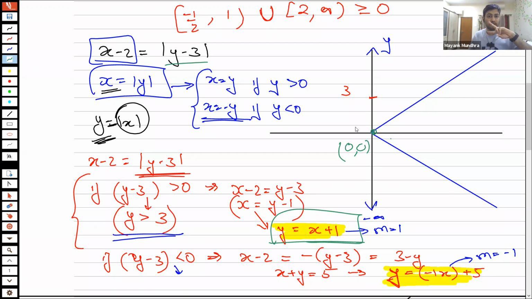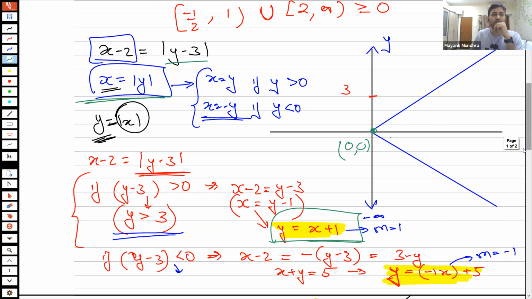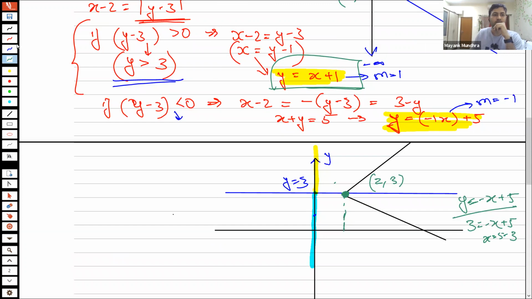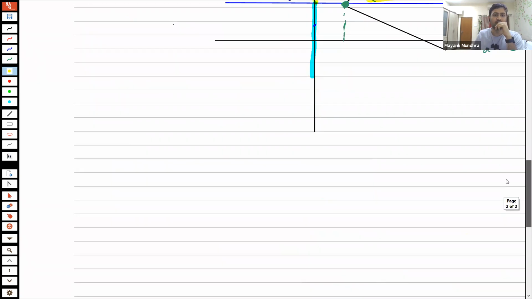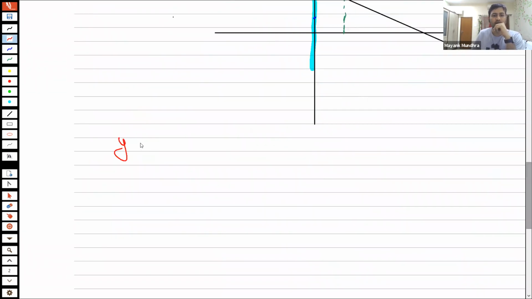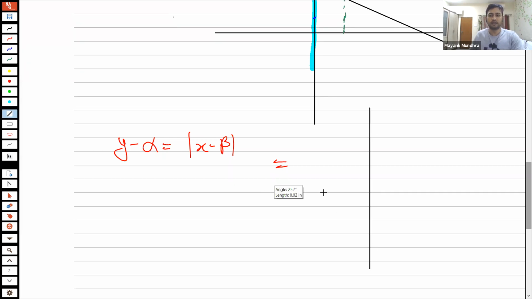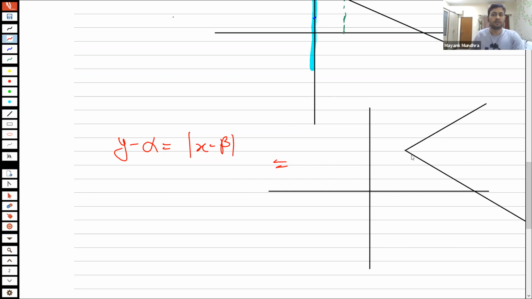But the vertex of x equals to mod y was at 0, 0. The vertex of x minus 2 equals to mod of y minus 3 was at 2 comma 3. So this 2 and 3 is really coming from these values 2 and 3. Now I can draw any random curve without much ado. If I just give you a curve y minus alpha equals to mod of x minus beta, you will just say that on the Cartesian plane, it would be a V-shaped thing with the vertex at the point alpha comma beta.